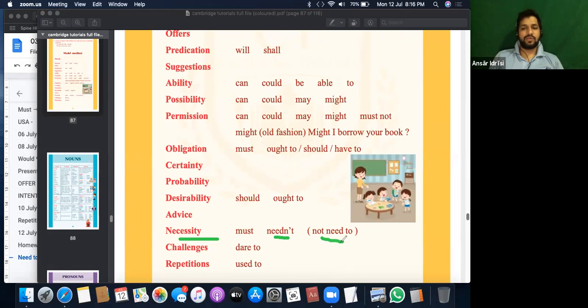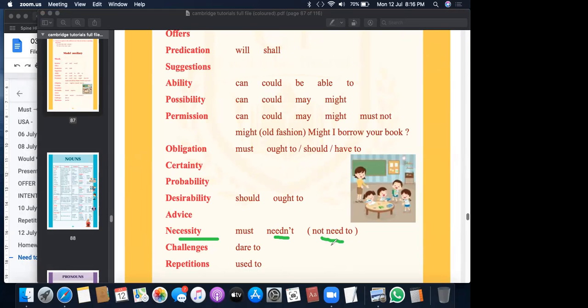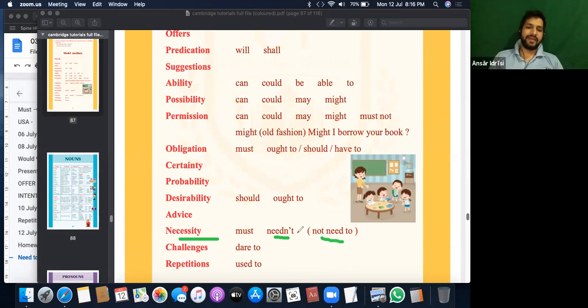Okay. Next one. Anywhere else apart from this one? You will not find it anywhere. So we are using need to only for necessity, and that's what needn't means, that's not need to. We are using need to here for when something is mandatory, when something is a necessity.